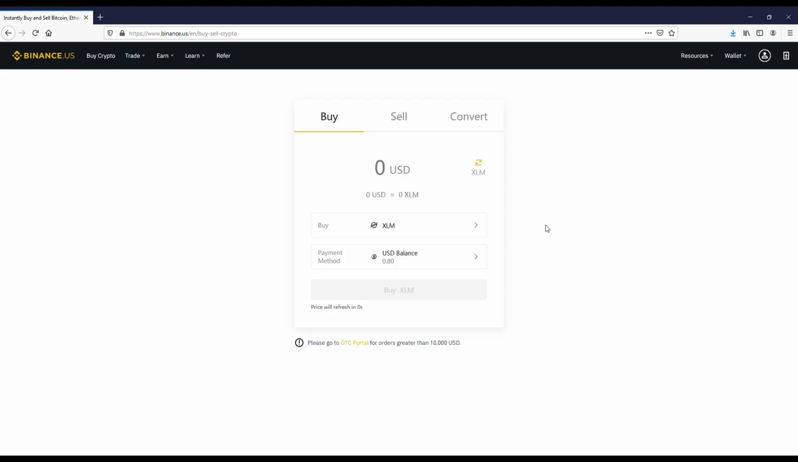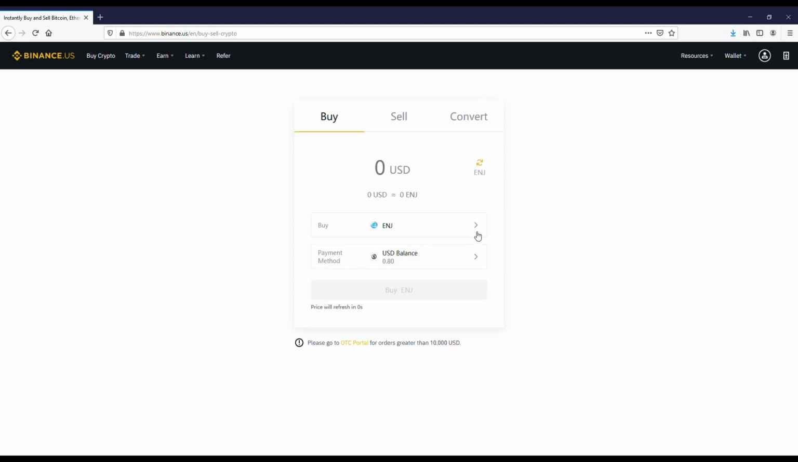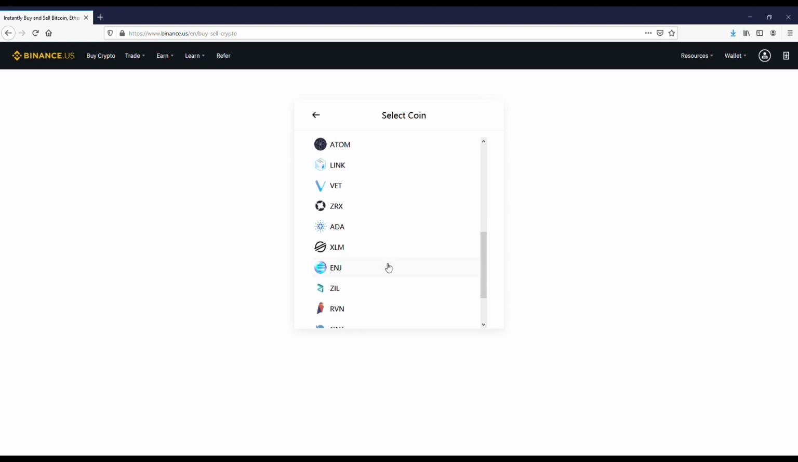XLM, also known as Stellar, is kind of the same as XRP in the fact that it's geared towards banks, but it's also going for individuals for making everyday transfers and everything. So that's another good one. Then, of course, the last one here, the Engine token. This is a gaming token. I currently own like $300 of it. I think it's worth checking out.